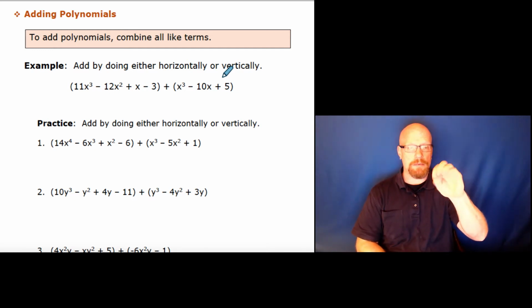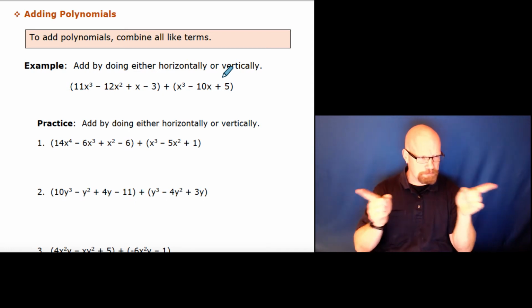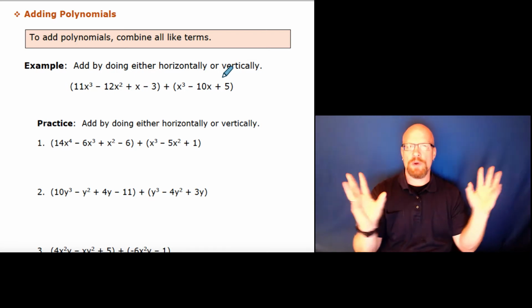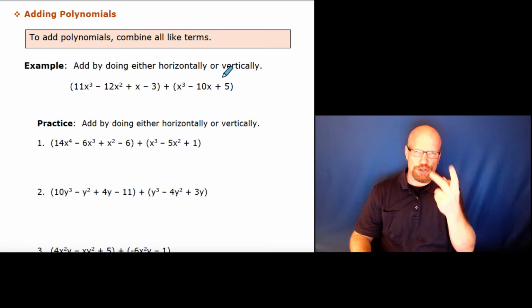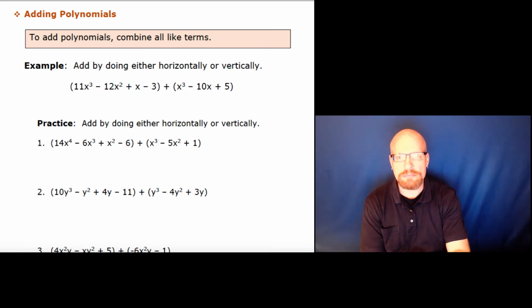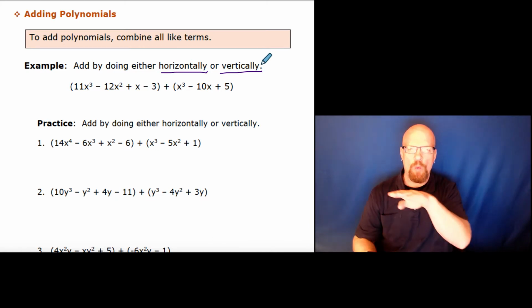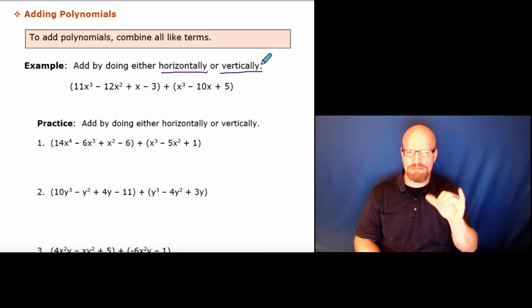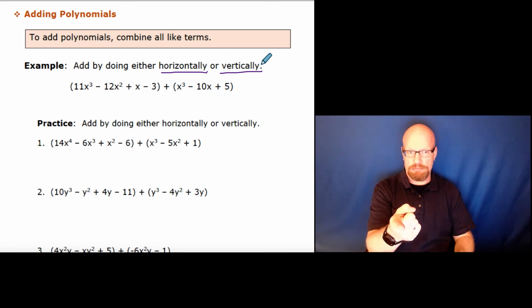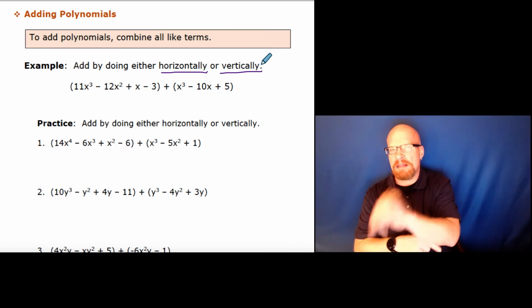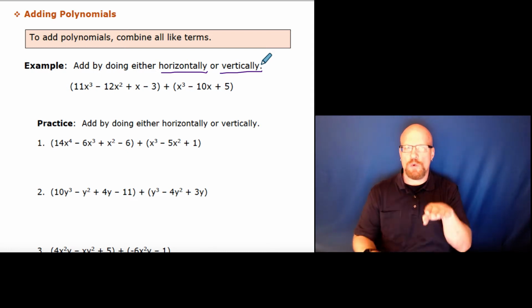Now, adding polynomials. It means looking at the two polynomials, looking for matching terms, like terms, and combining them. That's how you add polynomials, like we see here. You can add them horizontally or vertically. Horizontally is how you look at it here. Vertically, I'll show you after we finish the horizontal. I don't often do it vertically, but you can. So first, horizontally.